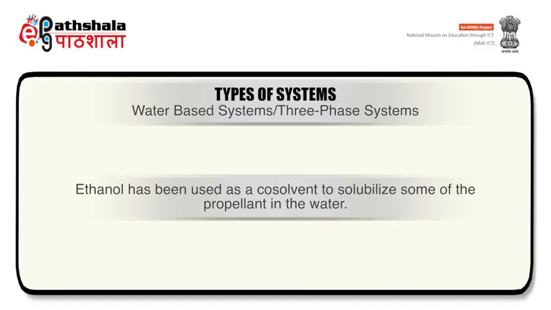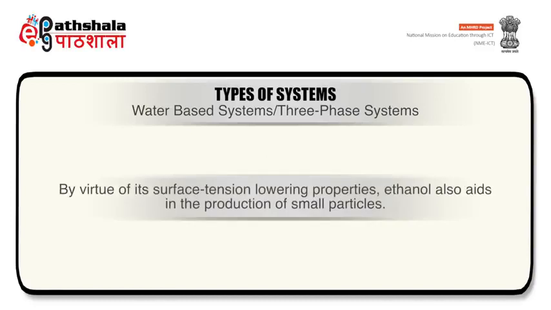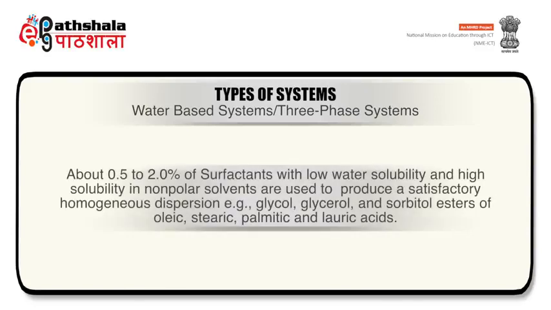Ethanol has been used as a co-solvent to solubilize some of the propellant in the water. By virtue of its surface tension lowering properties, ethanol also helps in the production of small particles. About 0.5 to 2% of surfactants with low water solubility and high solubility in nonpolar solvents are used to produce a satisfactory homogeneous dispersion. For example, glycol, glycerol, and sorbitol esters of oleic, stearic, palmitic, and lauric acids.